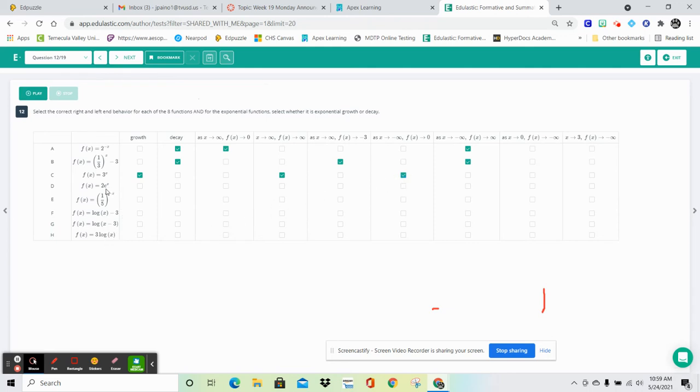All right, E is positive, so that's growth, or bigger than 1, so that's growth. Horizontal asymptote is still 0, so that's going to be the same. My right end behavior goes up, my left end behavior approaches 0. All right, so now we have a log function. So log of x minus 3. We don't have to answer the growth or decay part anymore. The right end behavior is going to be going up to infinity, and the left end behavior is going to be going down towards negative infinity.